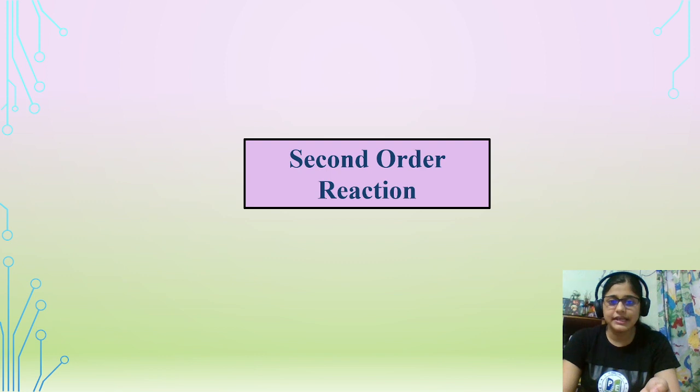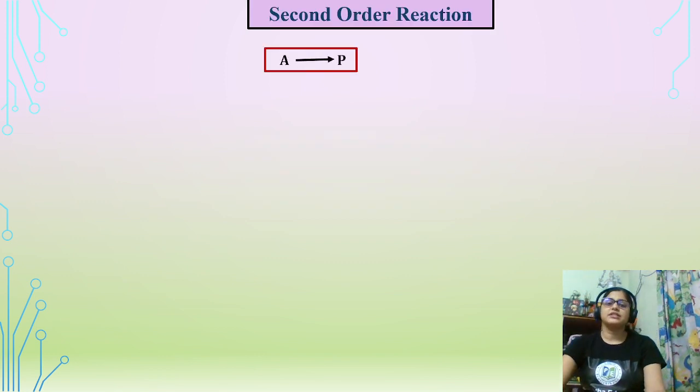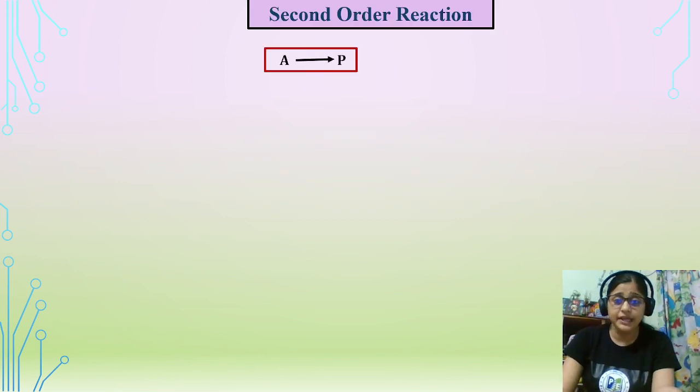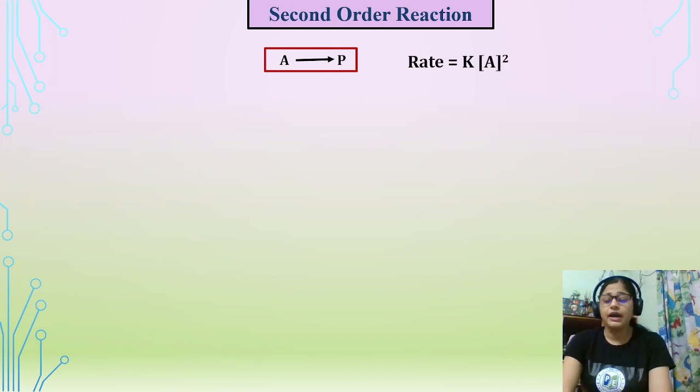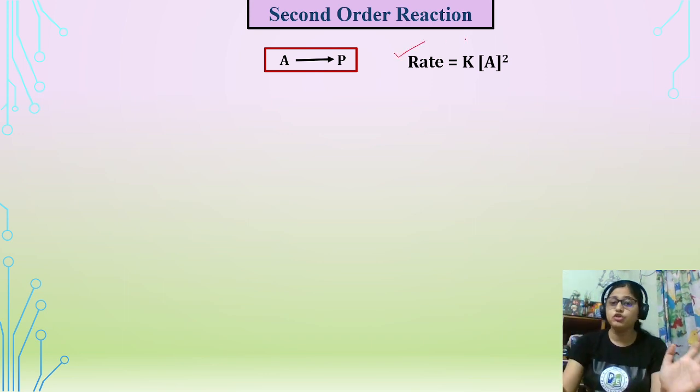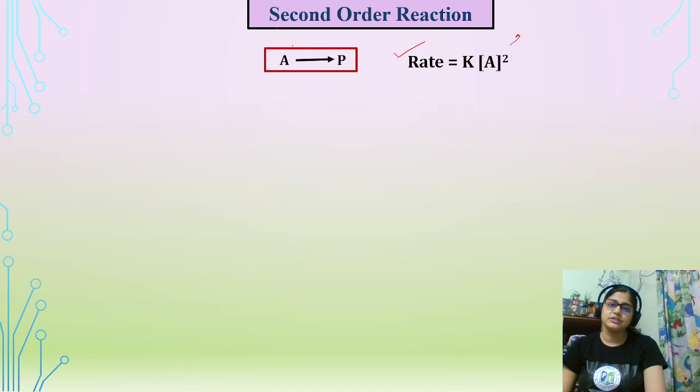So if a second order reaction is like A giving P, then, as it is a second order reaction, the rate can be written as rate equal to k[A]^2, where 2 represents the second order reaction. Some of you may have the question of why the 2 is placed in the power here.